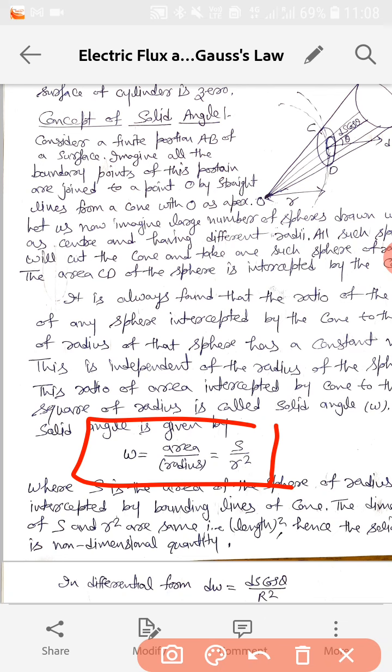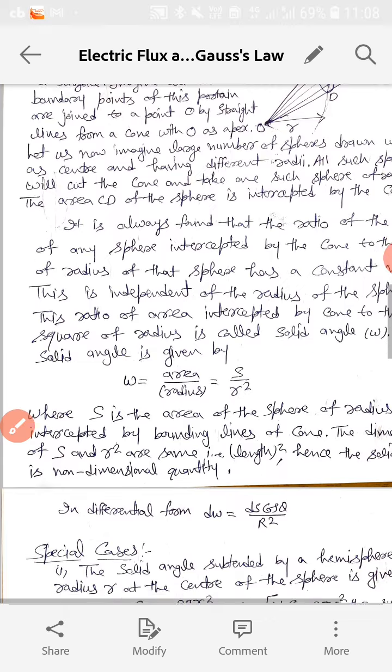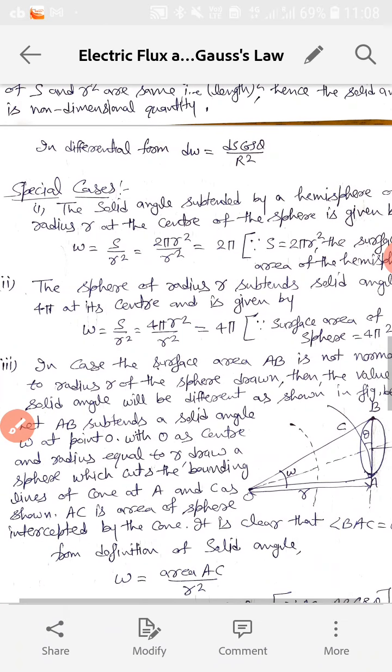How do we define solid angle? It is nothing but the ratio of the area intercepted by the cone to the square of the radius of the sphere, which is called the solid angle. Okay, so the dimension of area and r square are the same, both are length square, so the solid angle is a non-dimensional quantity, it does not have any dimension. Okay, then we'll move further to the special cases.